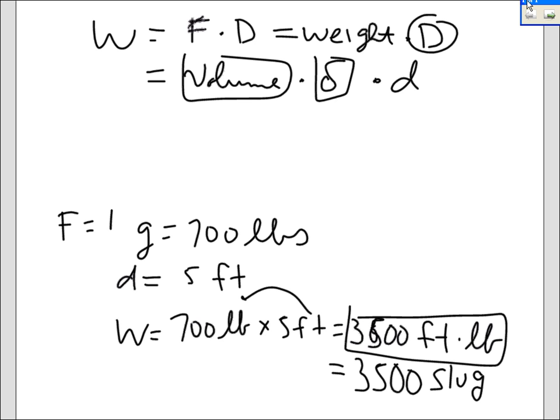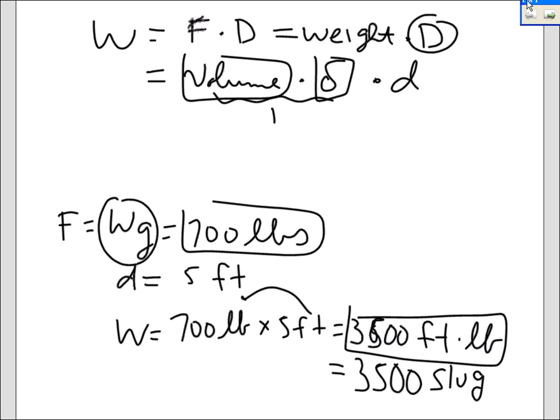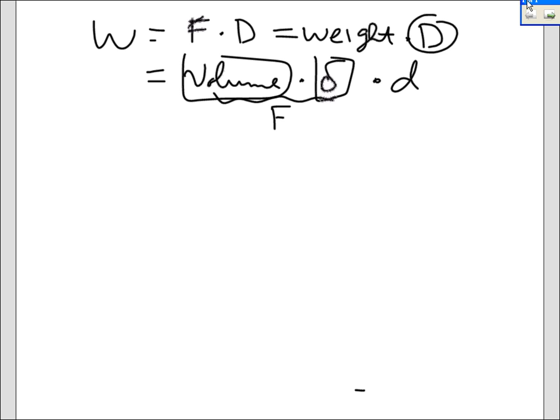Oh, I don't know why the W didn't come out. Force is the weight. The weight is 700 pounds. So in this case, you didn't have to break down force to volume times the density. But in the next problem that I'm going to do, you certainly have to do this.